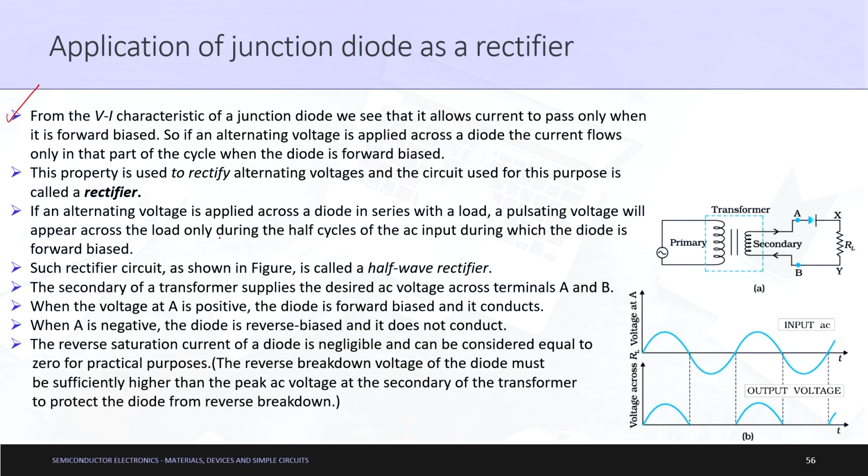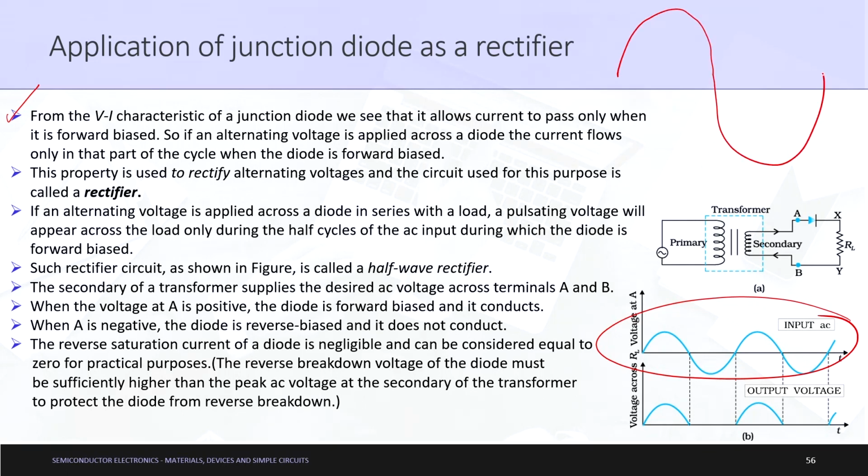If an alternating voltage is applied across a diode, this is an example of an alternating voltage. What does an alternating voltage do? It goes to plus V once, it goes to minus V the next time. Therefore, if an alternating voltage is applied across a diode, the current flows only in that part of the cycle when the diode is forward biased. Please try to understand this situation very carefully. I will try to make you understand again.